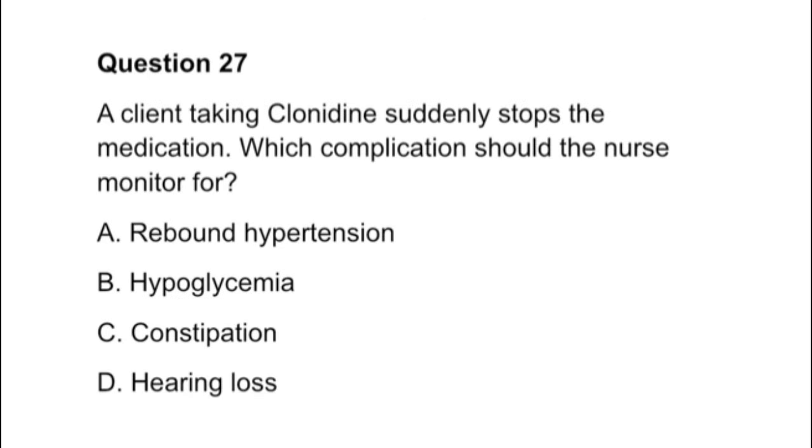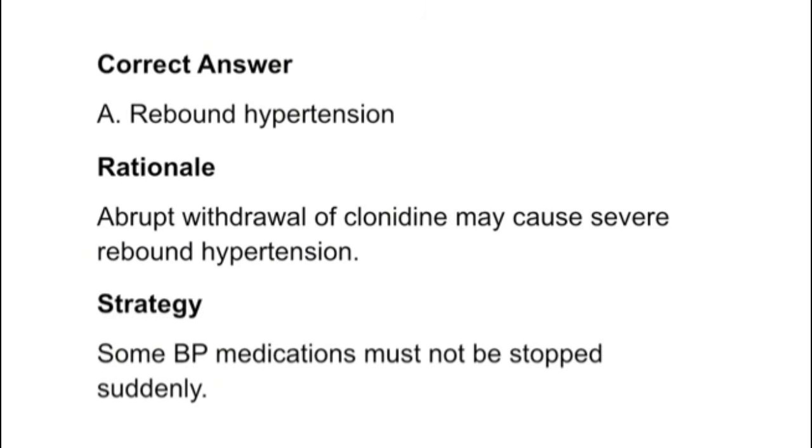Question 27. A client taking clonidine suddenly stops the medication. Which complication should the nurse monitor for? A. Rebound hypertension. B. Hypoglycemia. C. Constipation. D. Hearing loss. Correct answer. A. Rebound hypertension. Rationale. Abrupt withdrawal of clonidine may cause severe rebound hypertension. Strategy. Some BP medications must not be stopped suddenly.